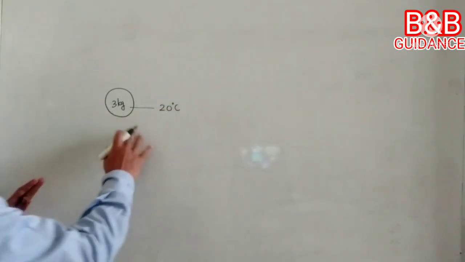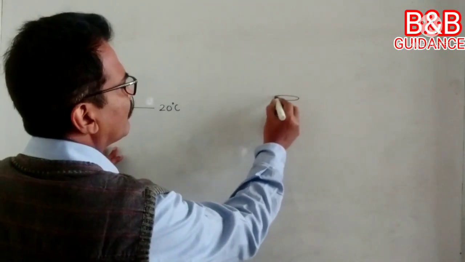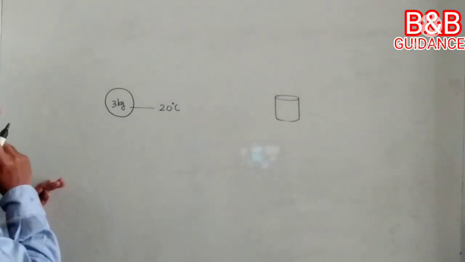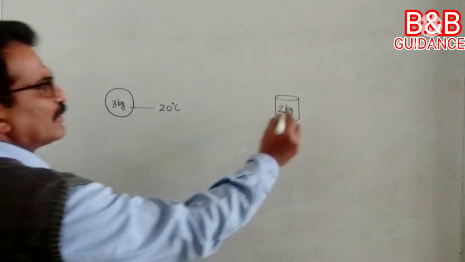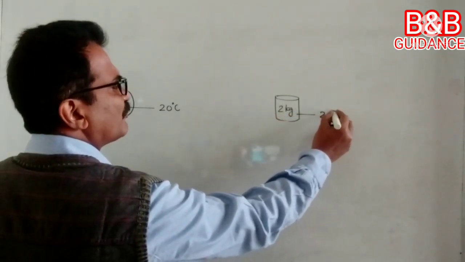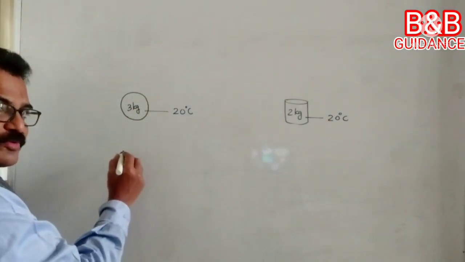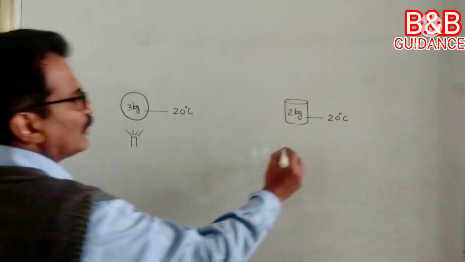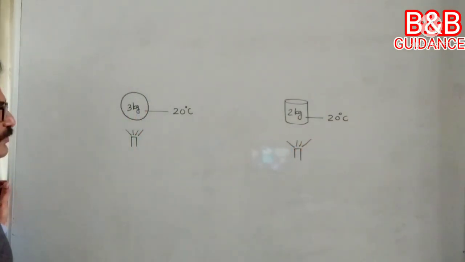Another ball, or we can consider a cylinder. Here is another cylinder of 2 kg, and its temperature is 20 degrees Celsius. Now, I am planning to supply heat energy here. Heat is being supplied, and here also I am supplying heat energy at the same rate.